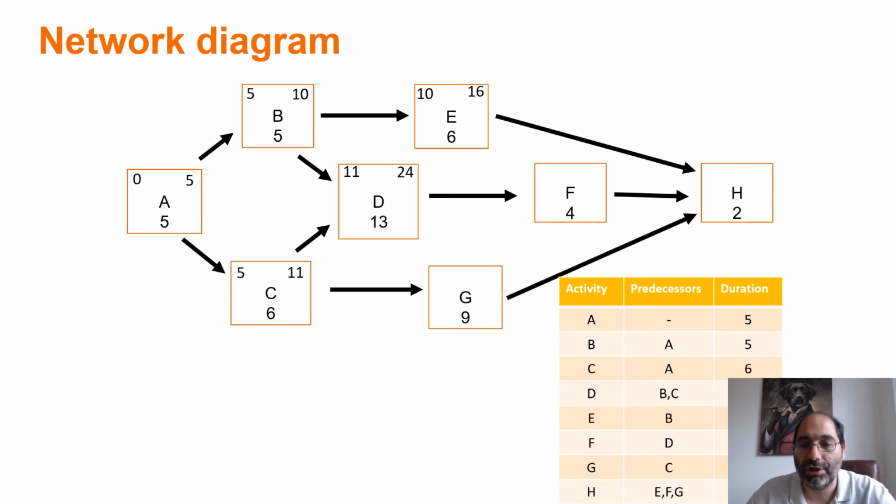Moving to activity G, 11 is the early start time because 11 is the early finish time of the predecessor C, plus 9, which is the duration for G, that's 20, the early finish time for G. Activity F, 24 is the early start time, plus 4, 28 is the early finish time.